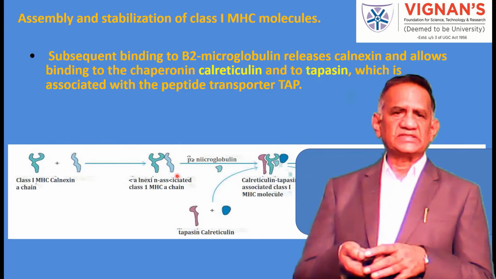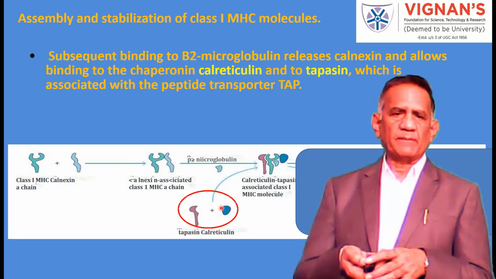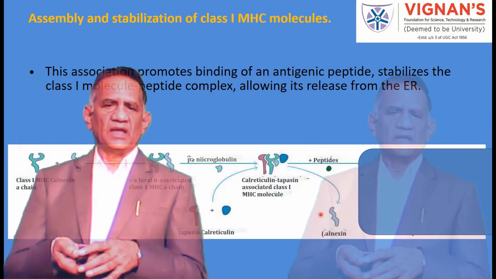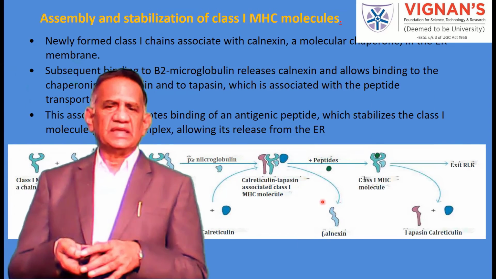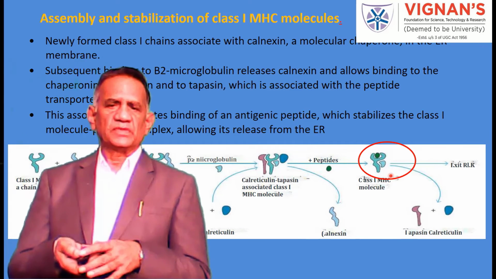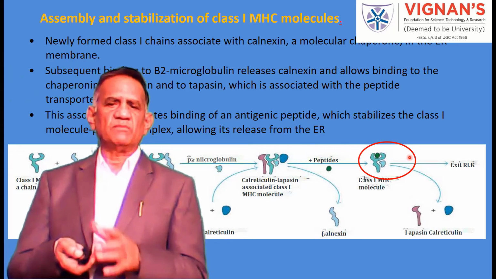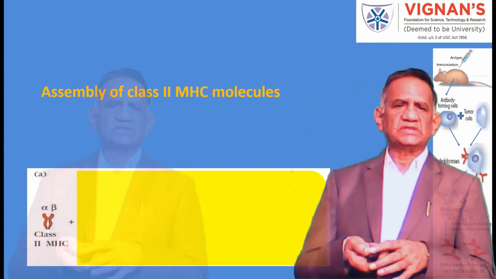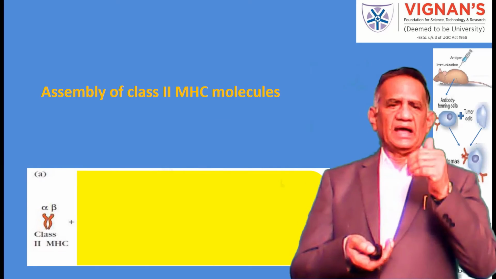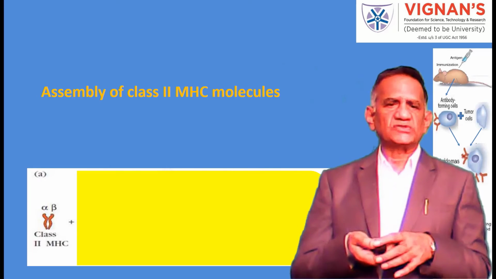Later, calnexin gets released, and calreticulin and tapasin, these two other chaperone molecules, are attached after the release of the calnexin. Then beta 2 microglobulin is bound to the MHC class 1 molecule. It has become a full MHC class 1 molecule now. So this MHC class 1 molecule, as we have seen in the previous case, gets anchored to the peptide for presentation to the T cytotoxic lymphocyte.